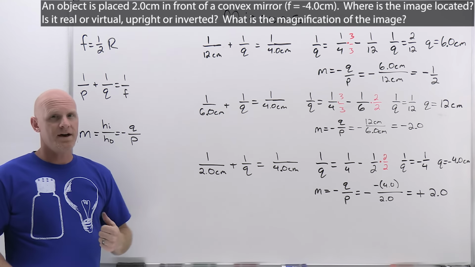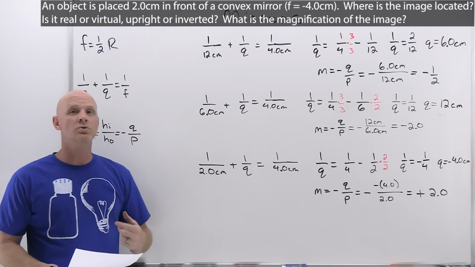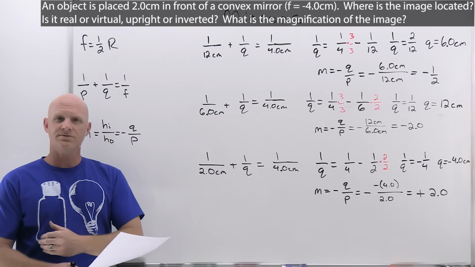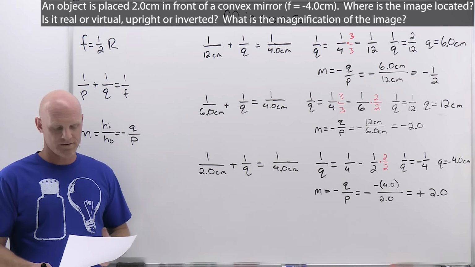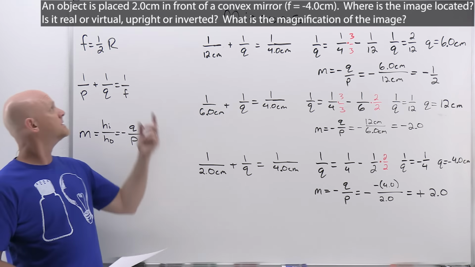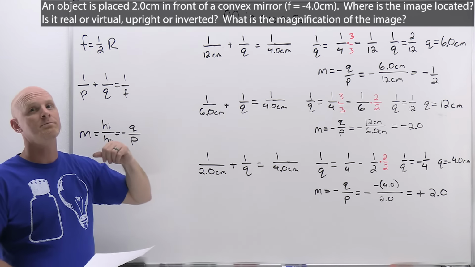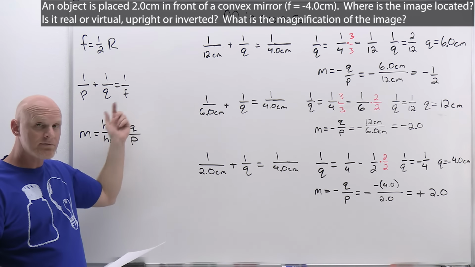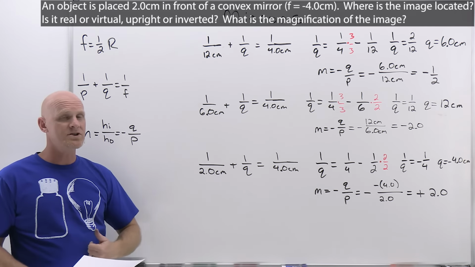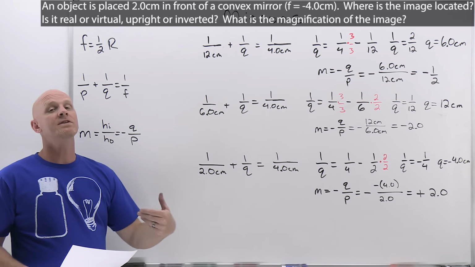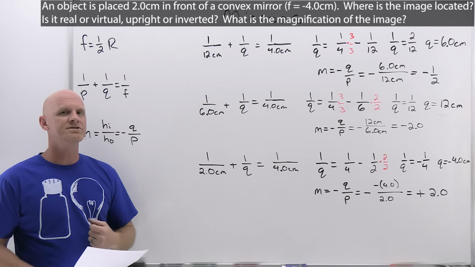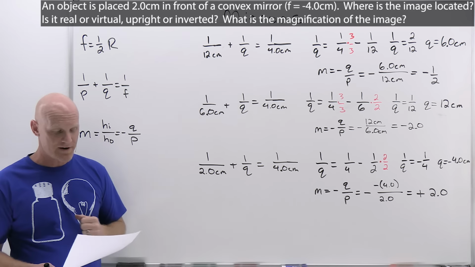Even if they don't give it to you as a negative, and sometimes what they'll do to trick you is they'll give you the radius of curvature. And they'll just say the radius of curvature equals 8 centimeters. And you'd have to remember, oh, well, the focal distance should be half that, but half that and negative, even if they didn't give you the radius of curvature as negative, which they probably should have. But if they didn't, you still have to know the focal distance should be negative for a convex mirror.